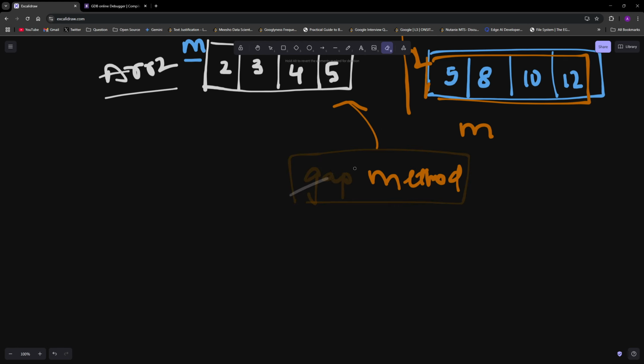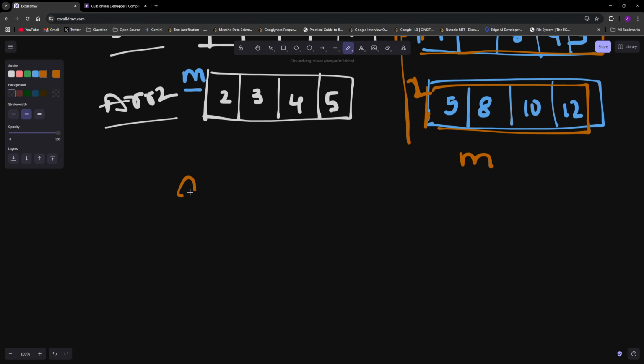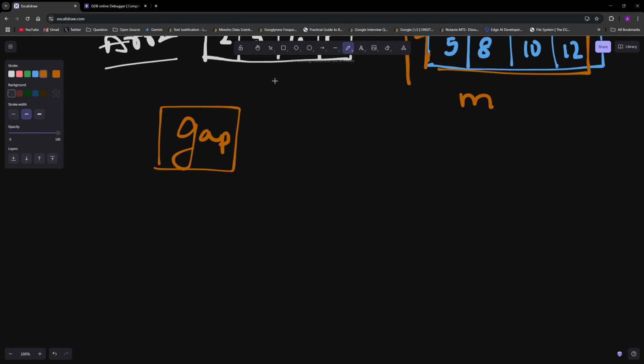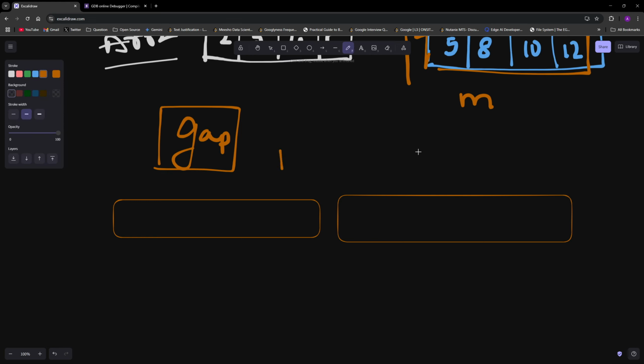So I will start beginning now. Let's say how we are going to approach this. Let's say there is an arbitrary variable called gap. For simplicity, let me draw two arrays for you. Let's say this whole array is array 1 and this is array 2.